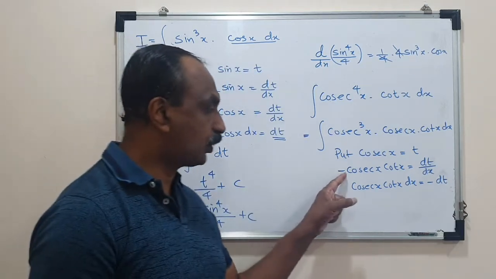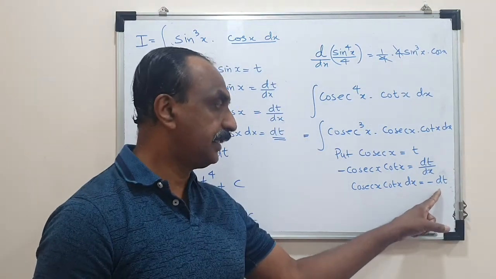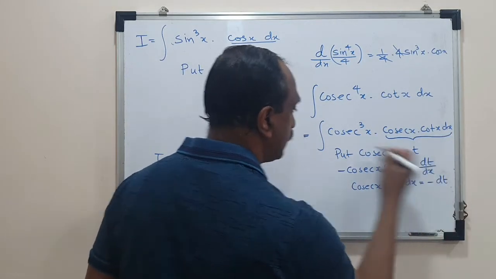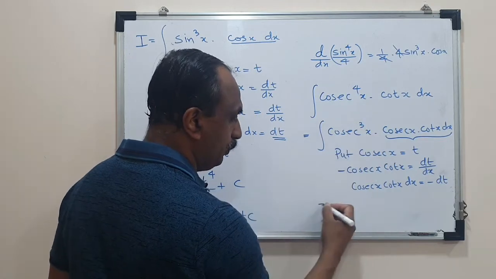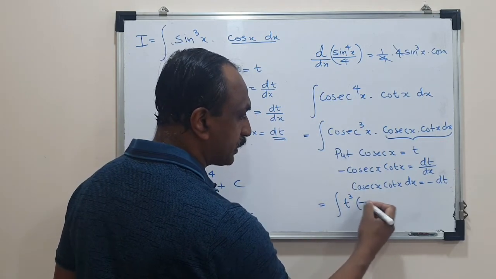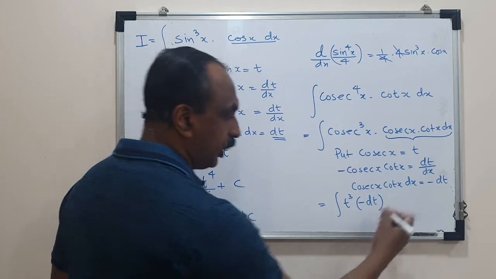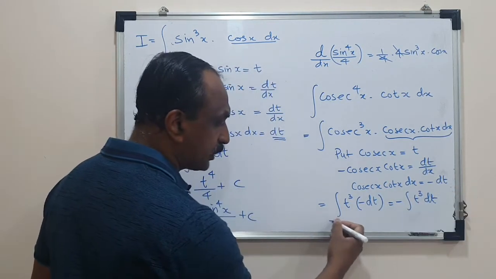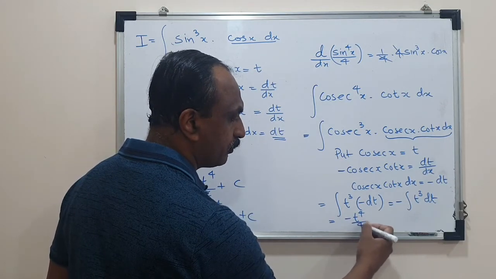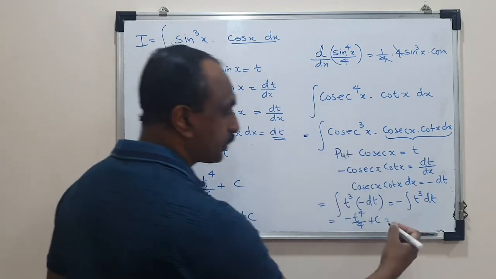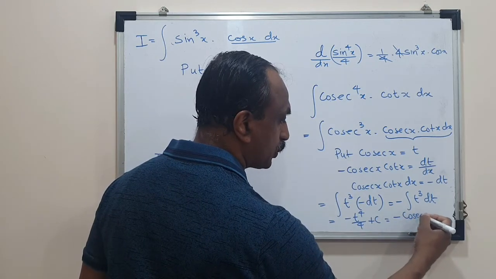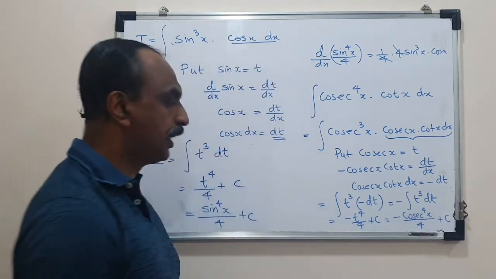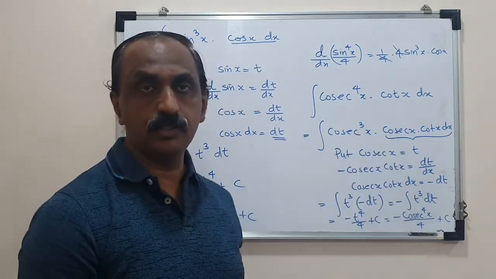So if there is an extra constant term, you can adjust with this dt and replace it. So this whole thing can be replaced by minus dt, and this can be replaced by t cube. So it became t cube into minus dt. Now the minus goes outside, integral of t cube dt. So integration became minus t raised to 4 upon 4 plus c. Now t can be replaced back. So minus cosec raised to 4 x upon 4 plus c becomes your answer. And you can check that if I differentiate this, I'll come back to this.